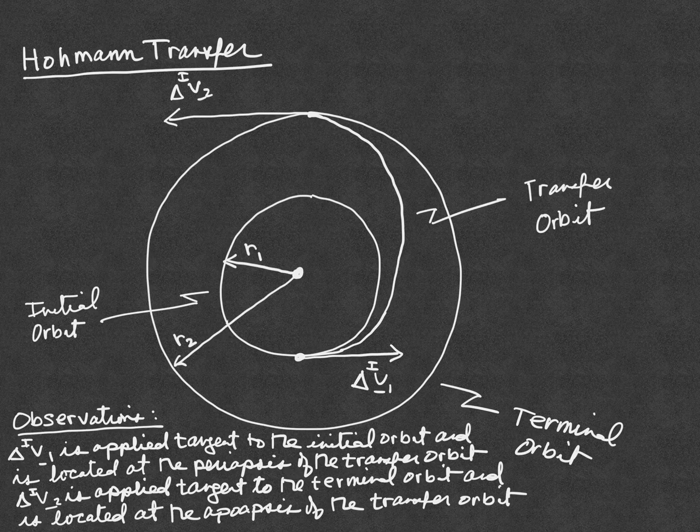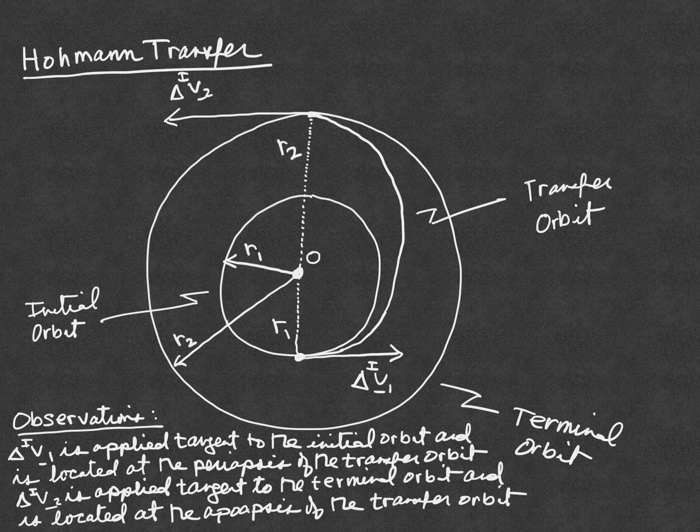Now the structure of these two impulses can be seen in the diagram as follows. So O is the focus, and the distance from O to the location of the first impulse is r1. That distance is equal to the periapsis of the transfer orbit. Similarly, the distance from O to the location of the second impulse is r2, and that's the apoapsis of the transfer orbit.